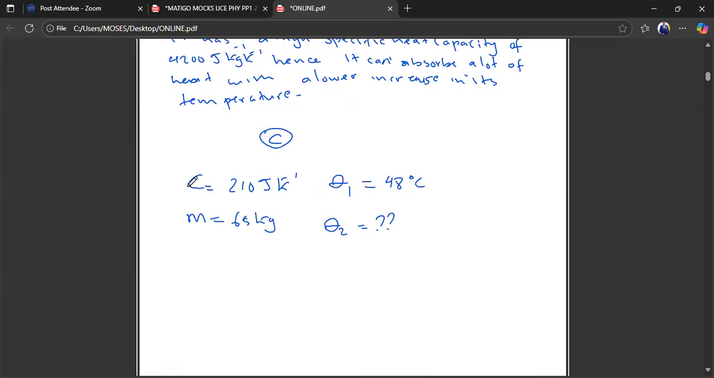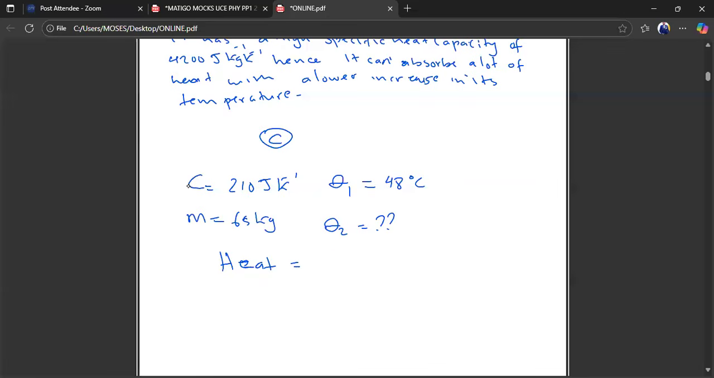Remember, they have given us heat capacity, not specific heat capacity. Now, when you are given heat capacity, the quantity of heat H is equal to, or let me even say, heat.